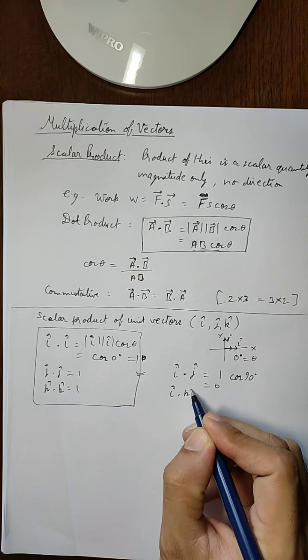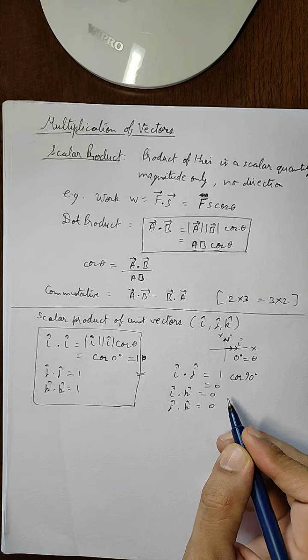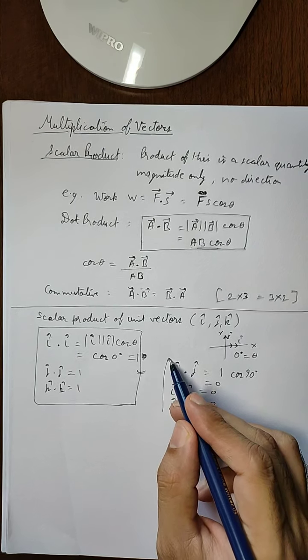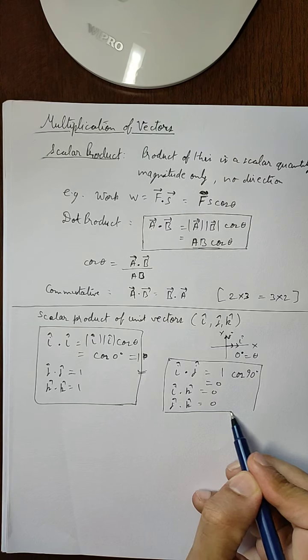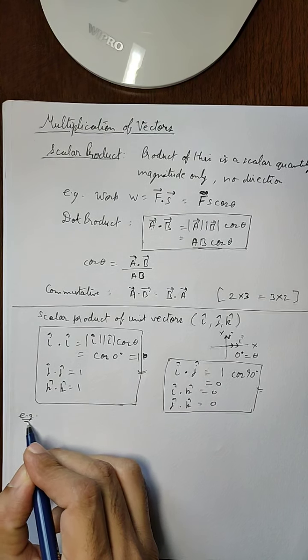Similarly, i cap dot k cap will be 0, and j cap dot k cap will also be equal to 0. So this is another set of formulas for unit vectors. Both of these sets you should memorize because they will be used in almost every question. So let us do an example.